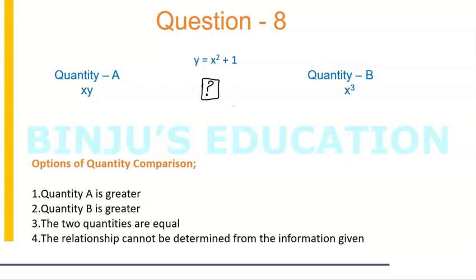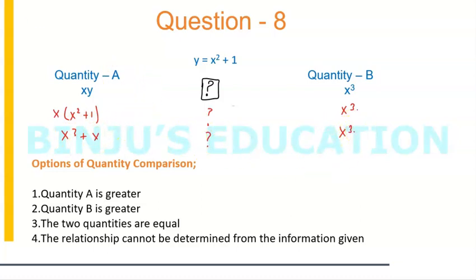The one thing I can do here is that in quantity A, where it's given as x into y, I can replace y by x square plus 1. So in place of y, you will have x square plus 1, with a question mark, and quantity B is simply x cube. This gives x cube plus x, question mark, x cube.